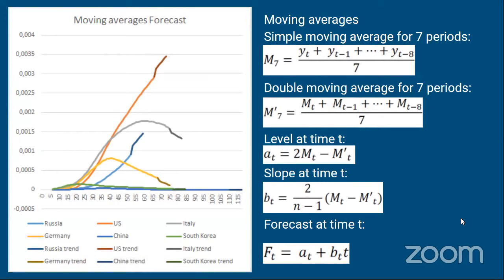So the next approach that they used is the moving averages approach. While previous models have significant differences, the moving averages approach was the best forecasting approach that they tried. Formulas you can see on the screen. So, next slide.